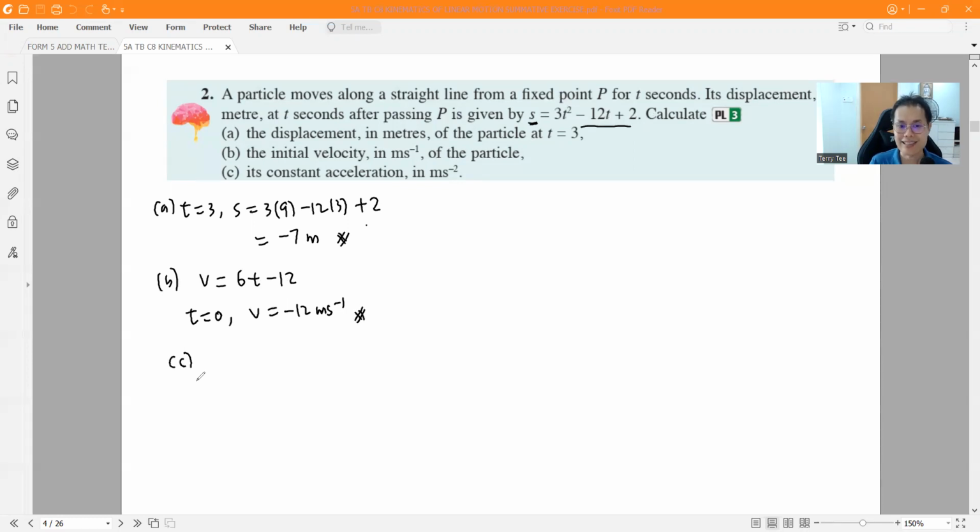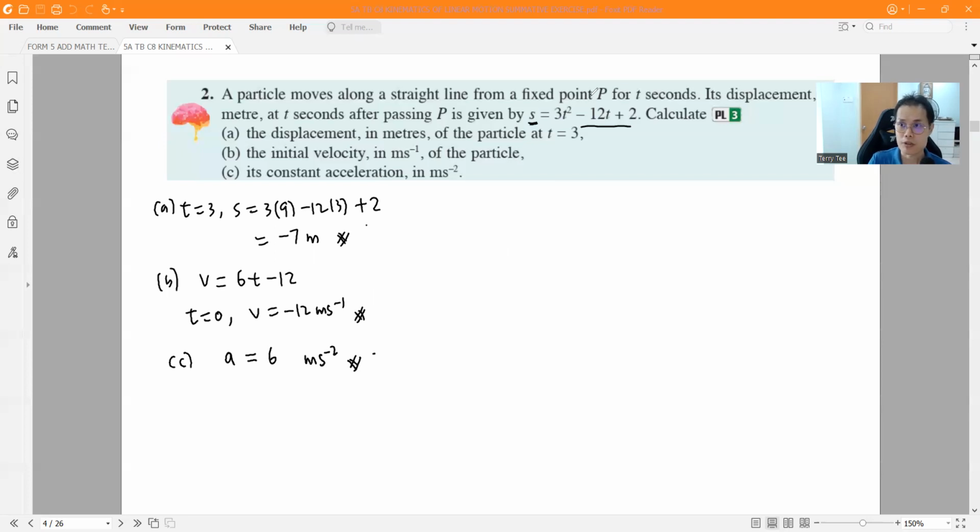Okay, lastly, find the constant acceleration. Now, we know if your displacement function is quadratic, when you differentiate, your velocity function will be linear. When you differentiate one more time, you get acceleration, and your acceleration will be just a constant. Differentiate 6t, you get 6. Differentiate minus 12, you get 0. Your answer is just 6 meters per second squared. Okay, simple.